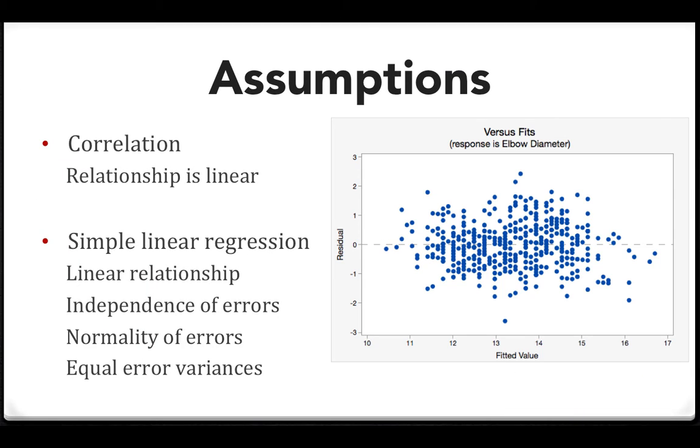The fourth assumption is equal error variances. We're going to look at the plot of residuals versus fits again to check this assumption. Now, we're looking to see if the variances of the residuals are consistent across all fitted values. In other words, the spread of the residuals should be the same across all fitted values. Before interpreting your simple linear regression model, you should check these 4 assumptions first.